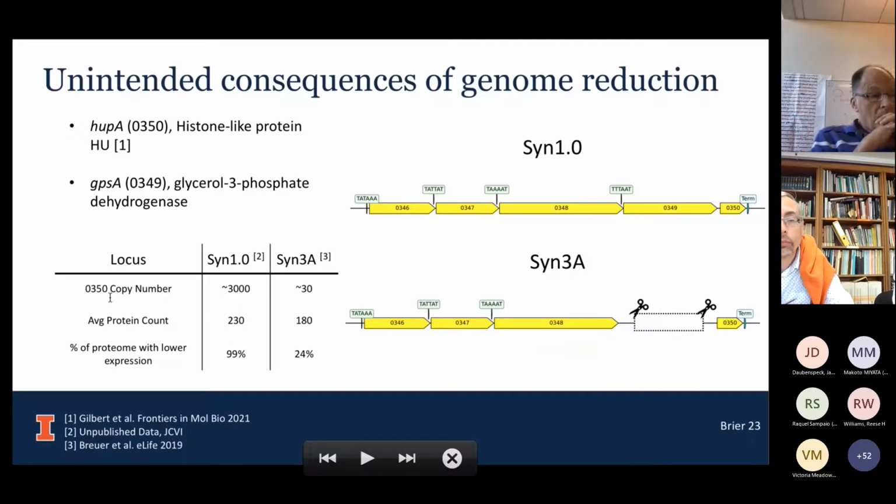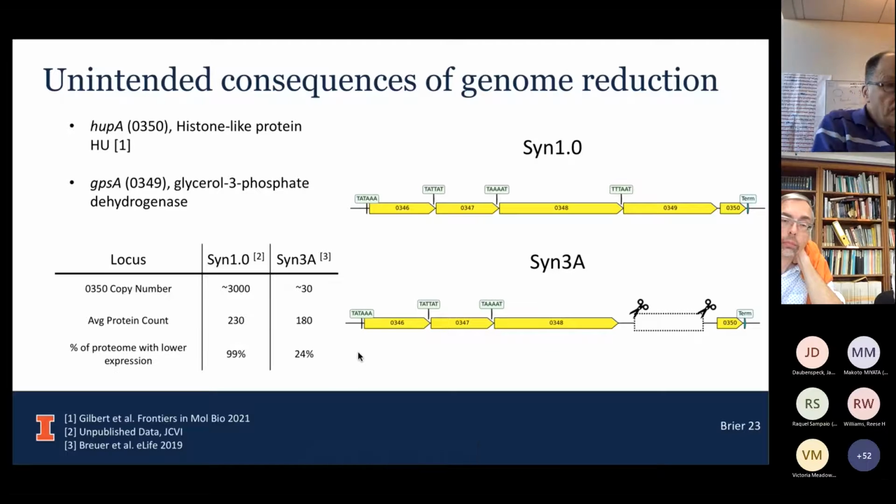And what's even more interesting is that when you look at a comparison between syn1 and syn3A, the relative expression has drastically decreased going from syn1 to syn3A. So in syn1, there's about 3,000 copies, but more importantly, it's one of the most expressed proteins. It's expressed more than roughly 99%. I think it's like the fifth most abundant protein, while in syn3A, there's 30 copies, but again, more importantly, it is only expressed more than roughly a quarter of the proteins. So its relative expression has changed. And what has changed between syn1 and syn3A?